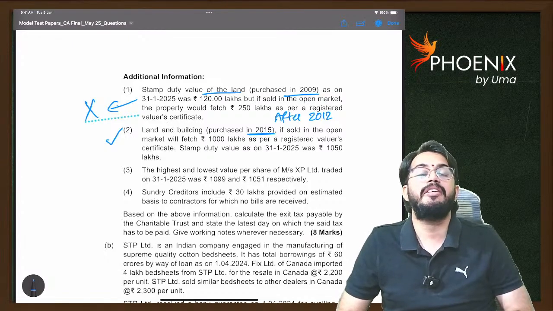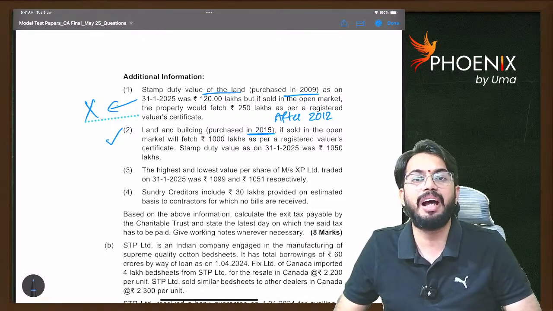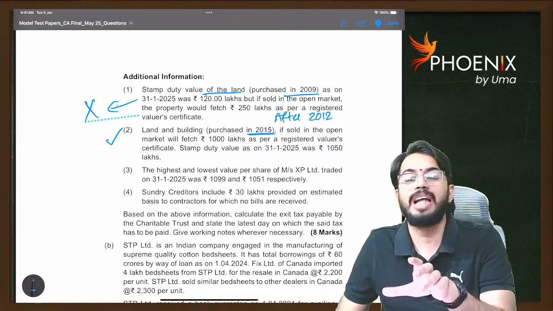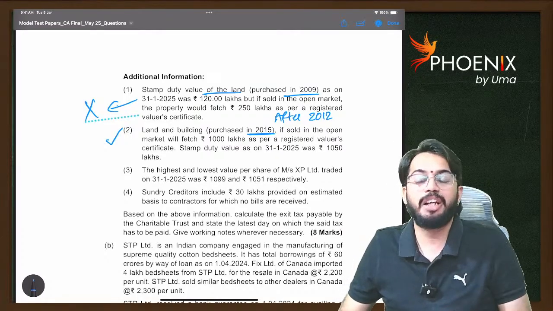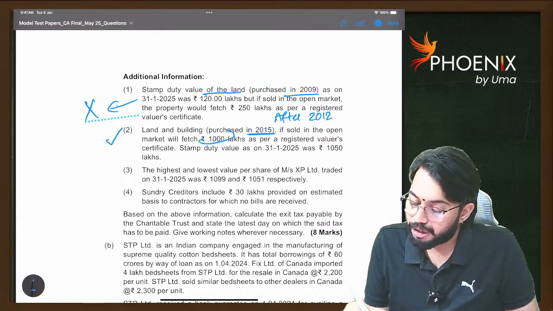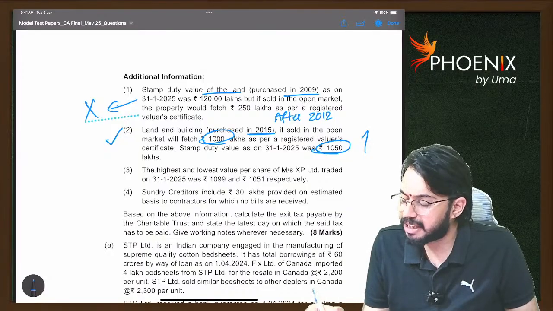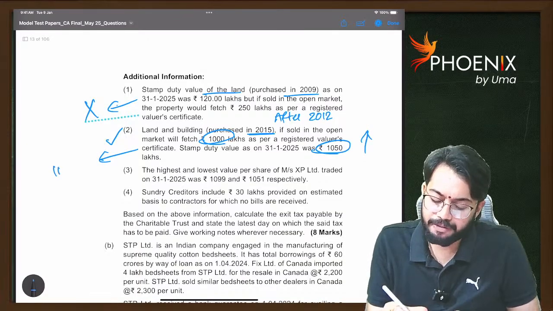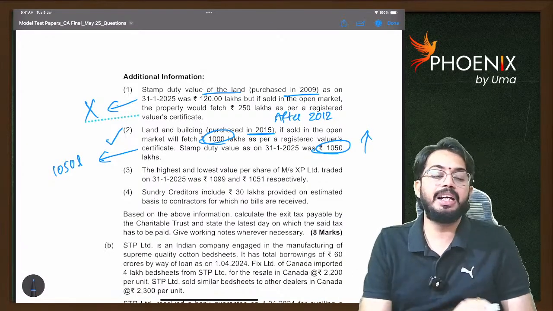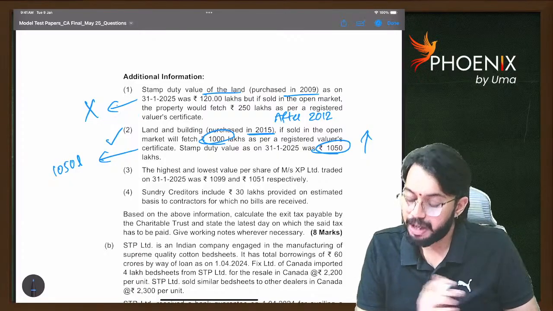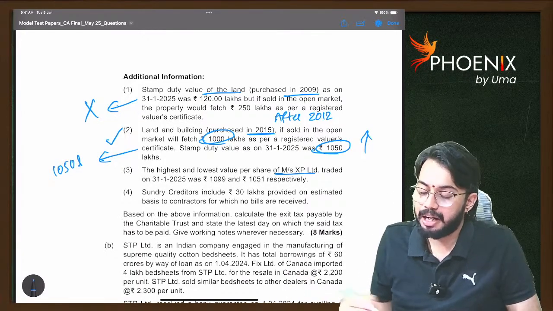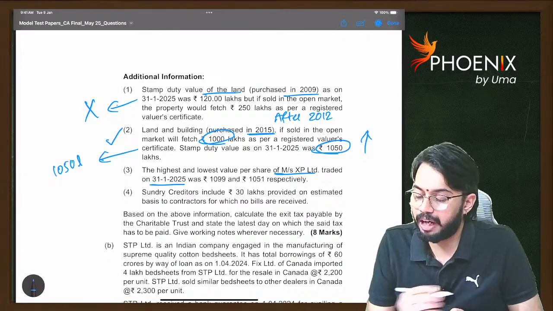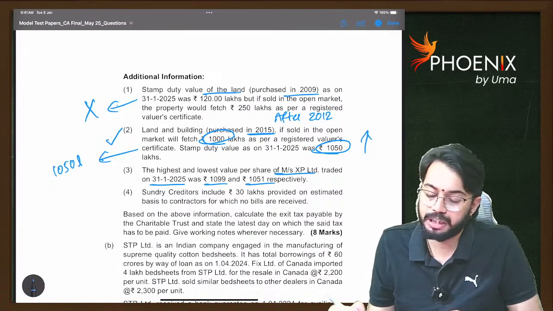What will you consider, fair market value or stamp duty value? Out of fair market value and stamp duty value, whichever is higher will be considered in calculation of accreted income. So 1000 lakhs, 1050 lakhs, whichever is higher means 1050 lakhs, that will be considered in calculation of accreted income. Highest and lowest value per share of Mercers XP Limited traded on 31st January 2025 was 1099 and 1051.